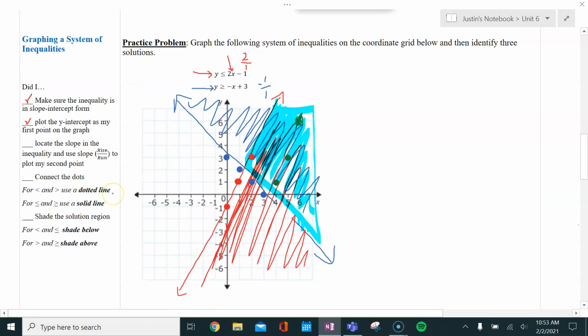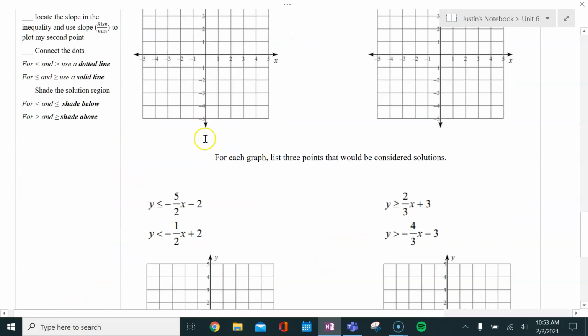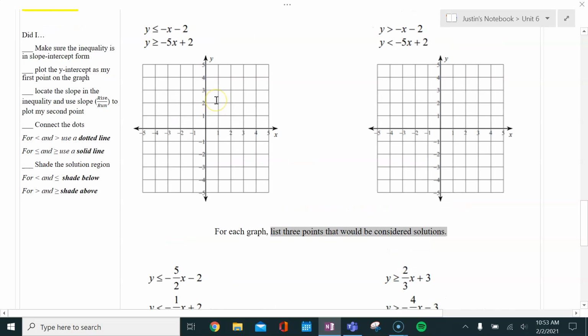You want to use the inequalities on the left-hand side to tell you what kind of lines you're going to be drawing and also where you're going to shade. Alright, now you're going to try the independent classwork. There are 4 problems here. Don't forget to list 3 points that would be considered solutions based off your graphed inequalities.